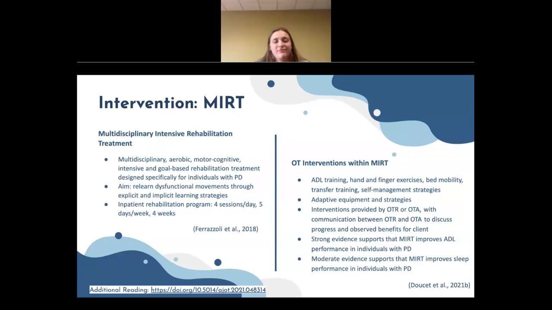A systematic review by Doucet et al. found that strong evidence supports the use of multidisciplinary intensive rehabilitation treatment to improve ADL performance, and moderate evidence supports its use to improve sleep performance.